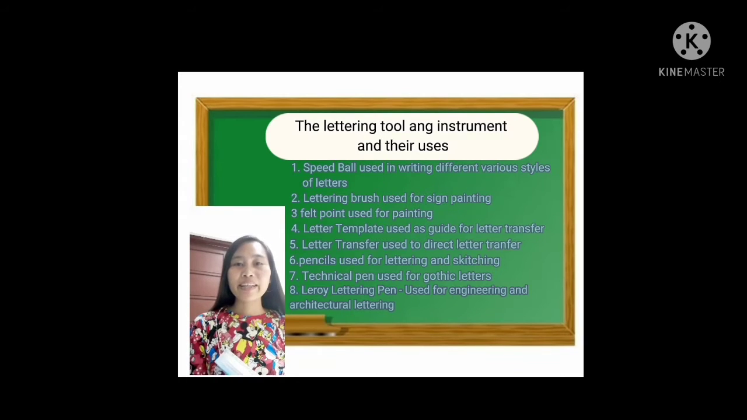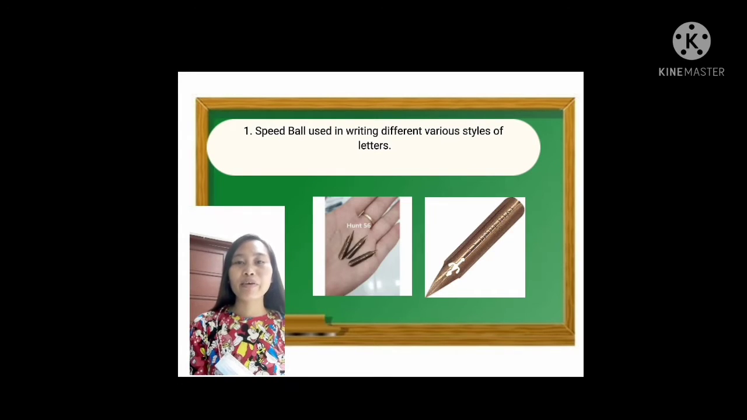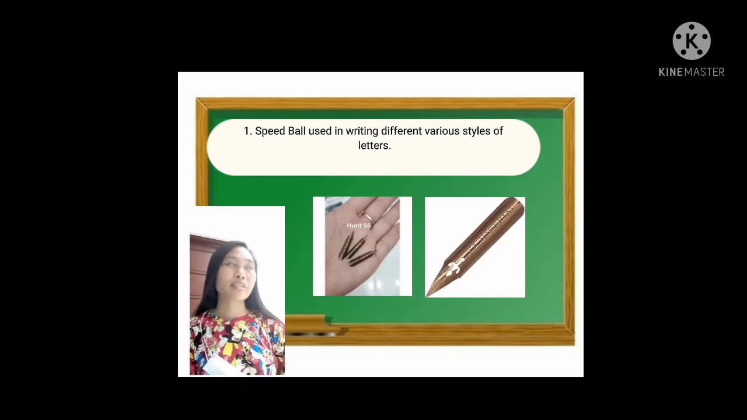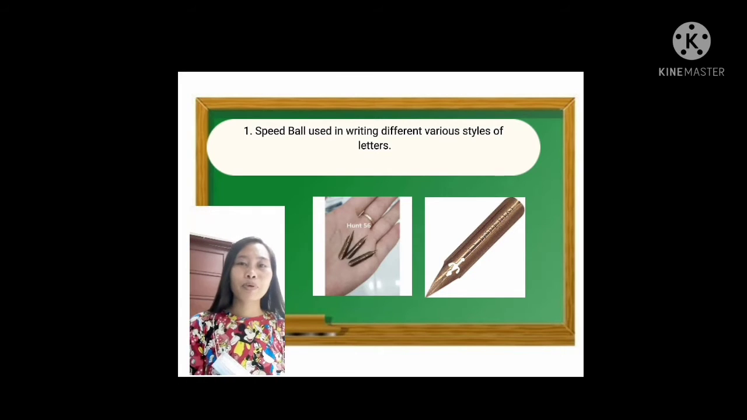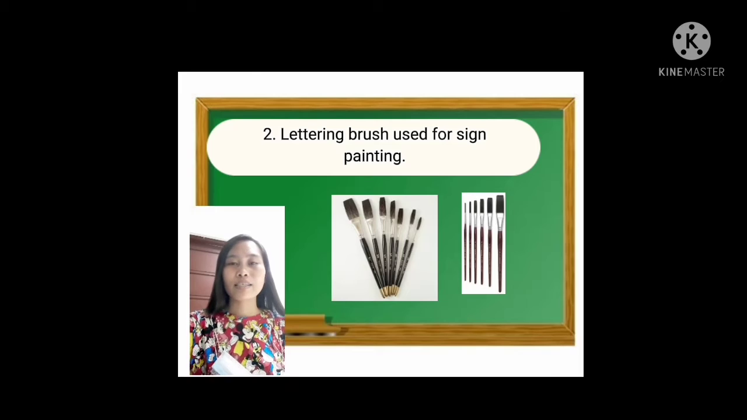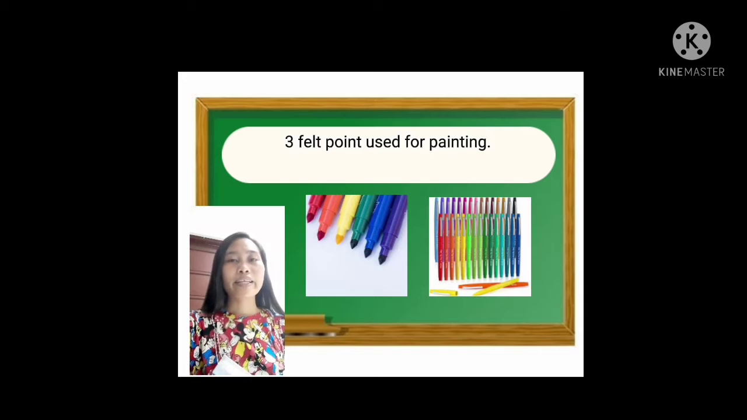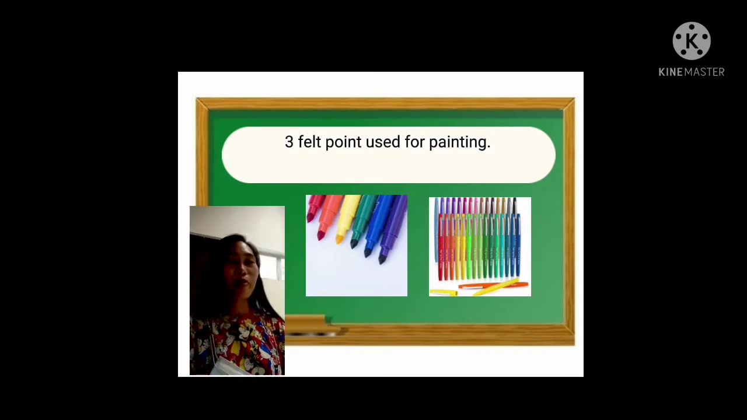There are 8 lettering tools and instruments and their uses. In number 1, speedball is used in writing various styles of letters. This is the picture of speedball. Second is the lettering brush, used for sign painting. This lettering brush is what we always encountered in our junior or high school life. Okay, and number 3, felt point, used for painting. And this is the picture of felt point.